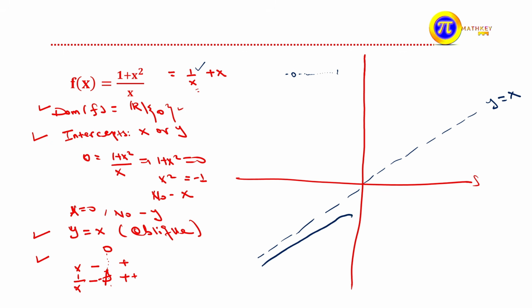It returns back and the graph looks like this. As x approaches 0 from the left side, it goes to negative infinity. Negative again. When x approaches negative infinity, the value of this approaches 0, but this approaches negative infinity. So the graph looks like this.